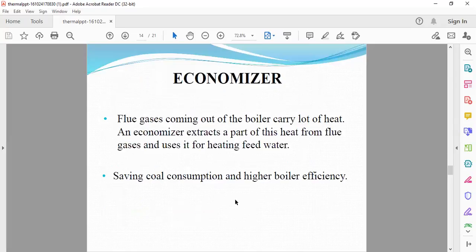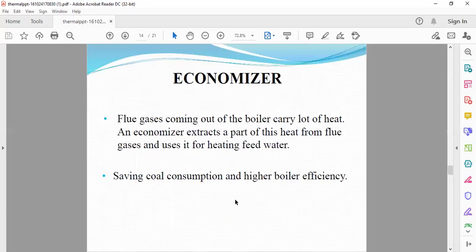Next, lastly, it comes to the economizer. Here in the economizer, the flue gas coming out of the boiler carries a lot of heat. Whatever gas is coming out of the boiler is too hot. An economizer extracts a part of this heat from the flue gases and uses it for heating feed water.